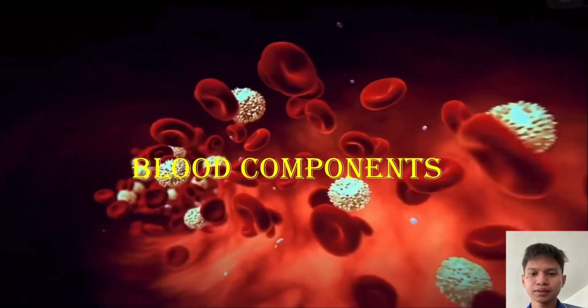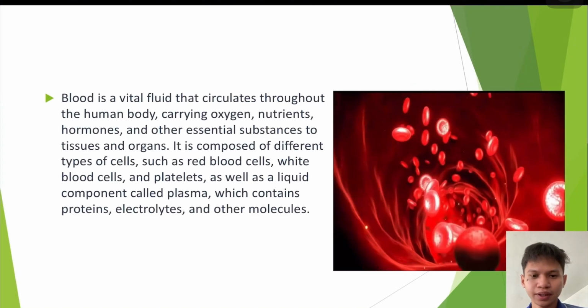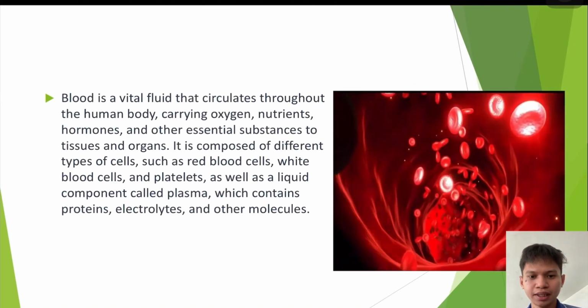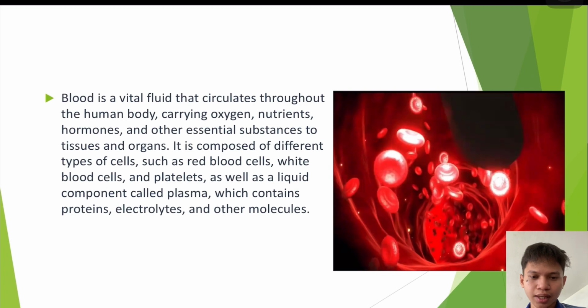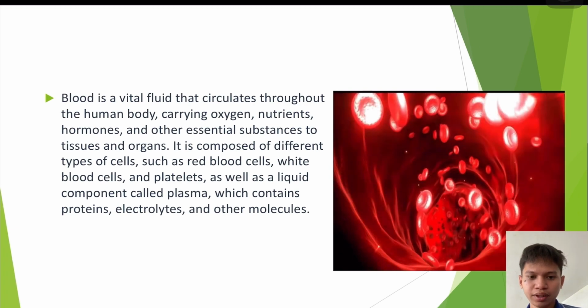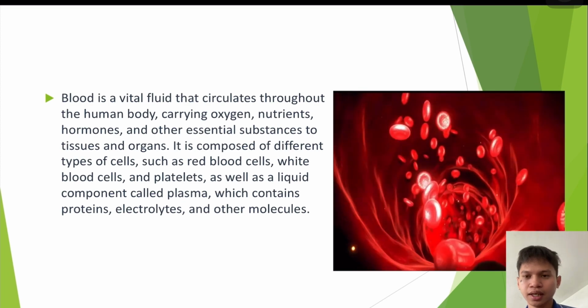Blood components. Blood is a vital fluid that circulates throughout the human body, carrying oxygen, nutrients, hormones, and other essential substances to tissues and organs. It is composed of different types of cells such as red blood cells, white blood cells, and platelets, as well as liquid components called plasma, which contains proteins, electrolytes, and other molecules.